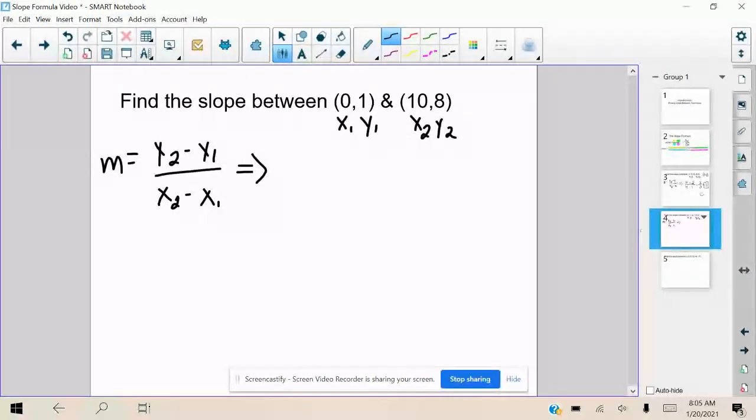So now that we have identified, all we need to do is substitute in. Wherever we see our y sub 2, we're going to look back at our coordinate points. What value represents y sub 2? Well, that's 8. That's a poorly drawn 8. Let's try that one more time.